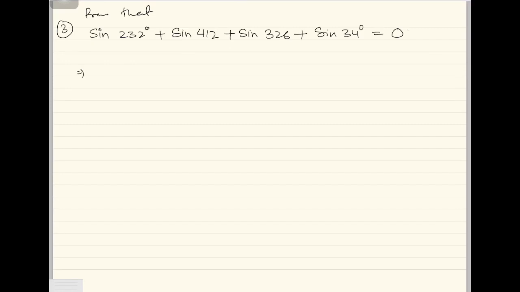What do I get here? Sine 232. What can I write it as? The closest multiple is 2 into 90, that's 180. 180 plus 52 degree. Can I do that? Yes. That makes sense because 180 plus 52 is 232. Plus, what about this one? Sine. Look carefully.